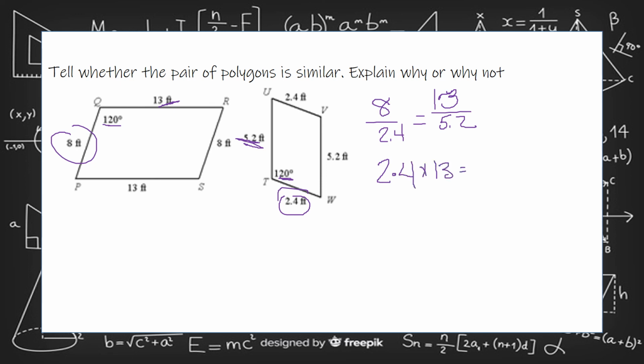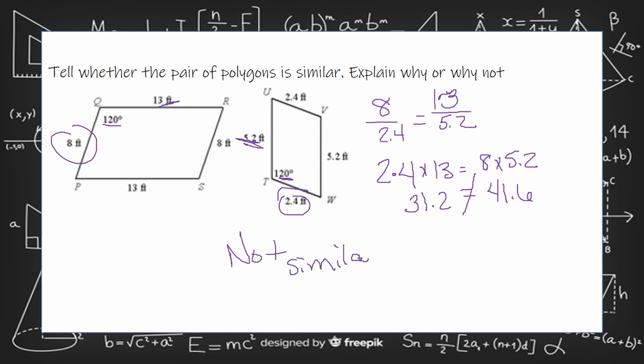2.4 times 13 equals 8 times 5.2. Well, 8 times 5.2 is 41.6. And 2.4 times 13 is 31.2. These two are not equal, so this is not similar.